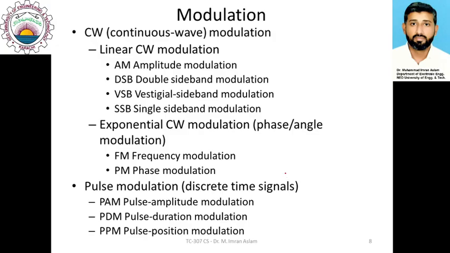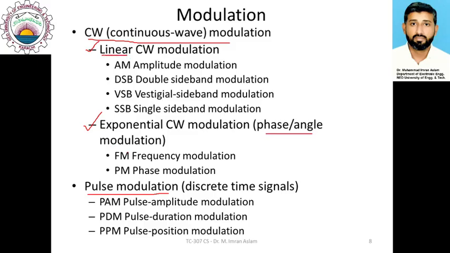So in this slide I have summarized the different types of modulation schemes that we have discussed so far. We have two major categories. One is called continuous wave modulation and the other is called pulse modulation. So the main categories are these two. Continuous wave modulation can be categorized as linear modulation or exponential modulation. Exponential modulation means angle modulation. So we can use both terms, angle modulation.